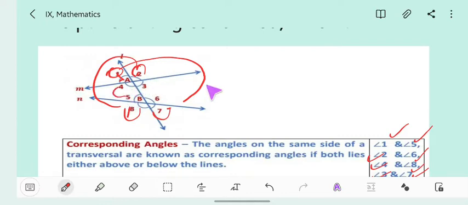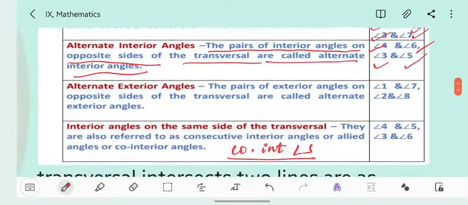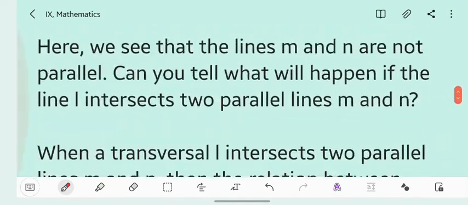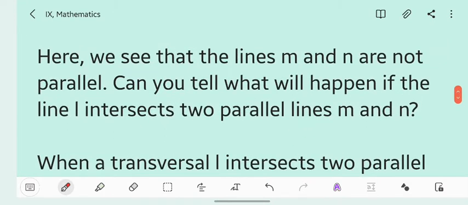On the same side of the transversal, angles 4 and 5, and 3 and 6, are the consecutive interior angles. Okay, so here we see that the lines M and N are not parallel to each other. What happens if they are parallel to each other? Suppose M and N are parallel, then what will happen?